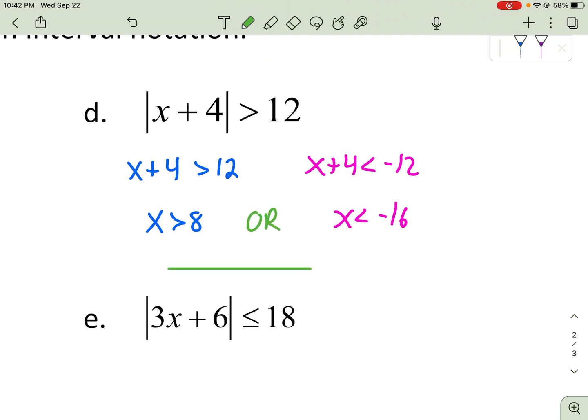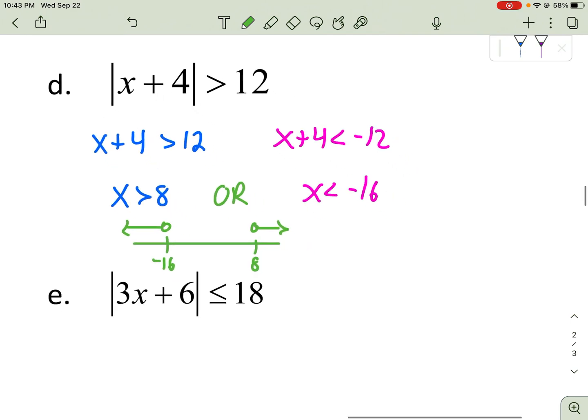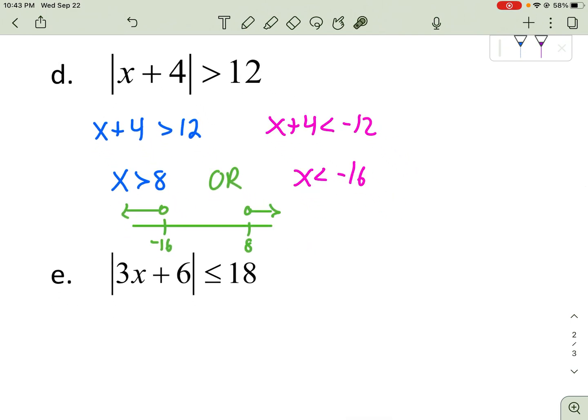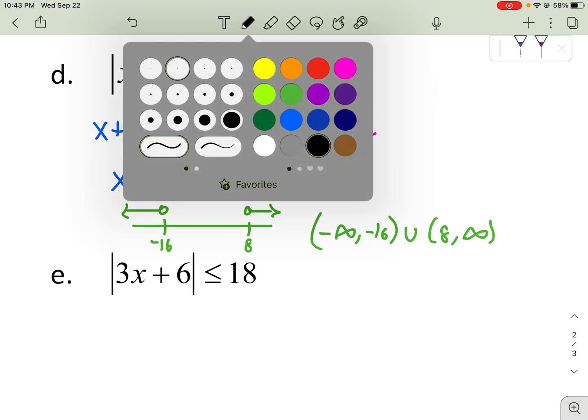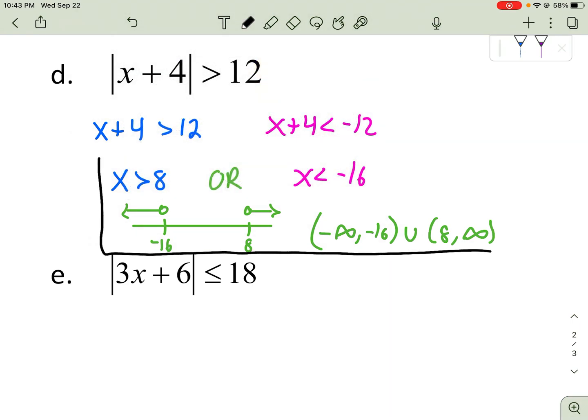On a number line, we have -16, going that way. And greater than 8 goes this way. And in interval notation, we're going to put this as -infinity to -16. And then you do a union, and then you show 8 to infinity. And so there's how you can write those answers. Again, 3 different ways: a number line, interval notation, or inequality notation.